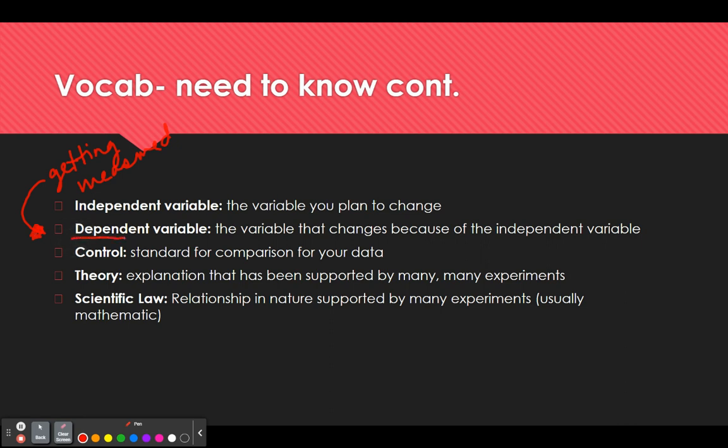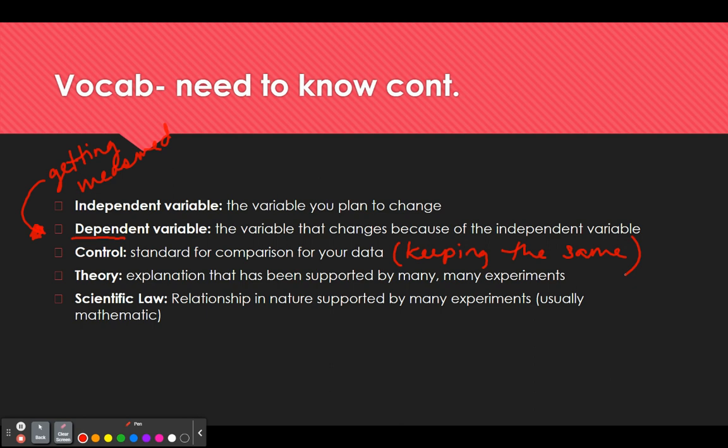A control is a standard for comparison. What this means is it's things I'm keeping the same. So for example, if I'm testing 10 different chemical reactions, I might want to have the temperature of the room that I'm in be the exact same, 70 degrees Fahrenheit. That would be a control. Or that I'm using deionized water for every single experiment instead of some being tap water, some being deionized water. That would be a control. So it's things that I'm keeping the same.